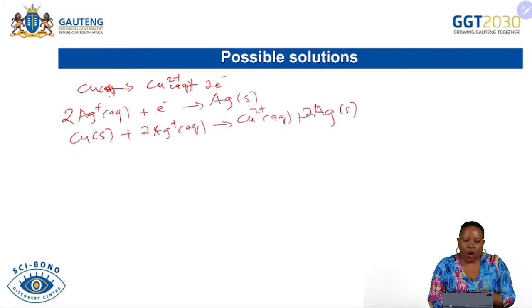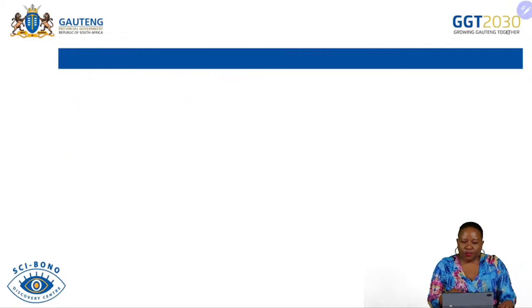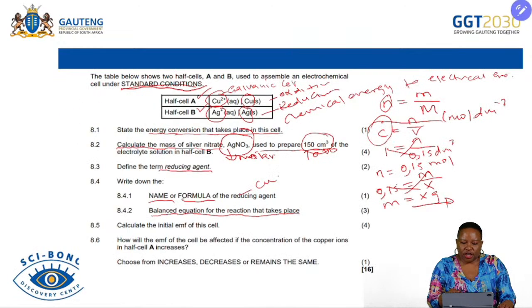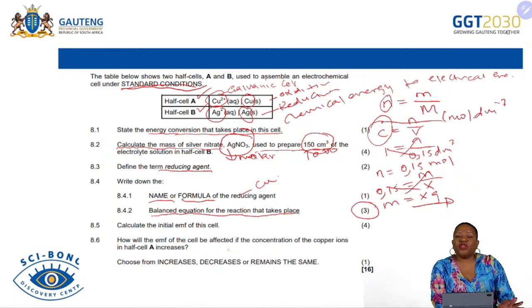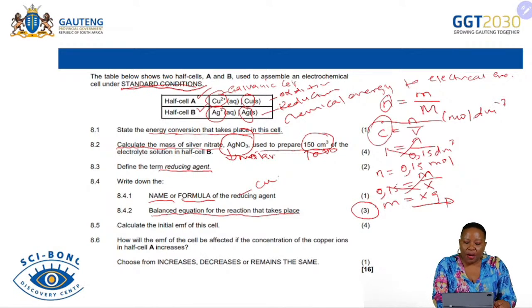Therefore, this is our overall reaction according to the question, which is 3 marks: 1 mark for the reactants, 1 mark for the products, and 1 mark for the balancing.